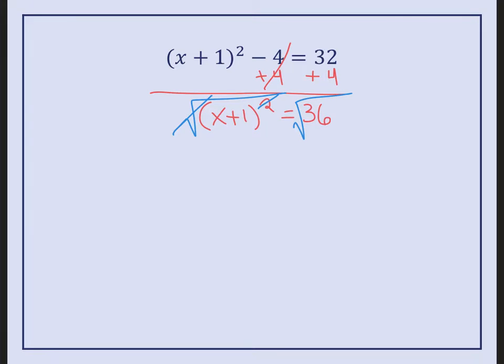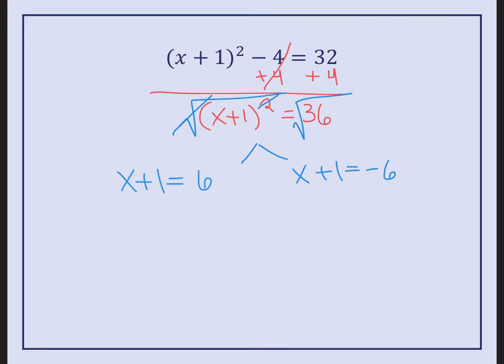Well, what is the square root of 36? It is a perfect square, and it is a positive 6 and a negative 6. So I'm going to break this up into two solutions. X plus 1 equals a positive 6, and x plus 1 equals a negative 6.